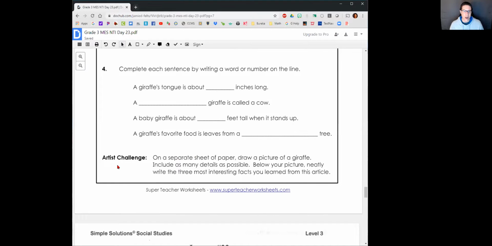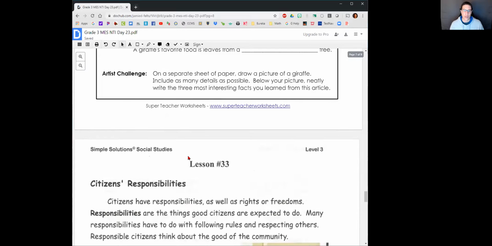A little artist challenge. If you'd like to extend the lesson a little bit, grab a sheet of paper, draw you a great giraffe. Don't be too hard on yourself. It doesn't have to be perfect. Just have a little fun with it. And then write the 3 most interesting facts that you learned from this article.